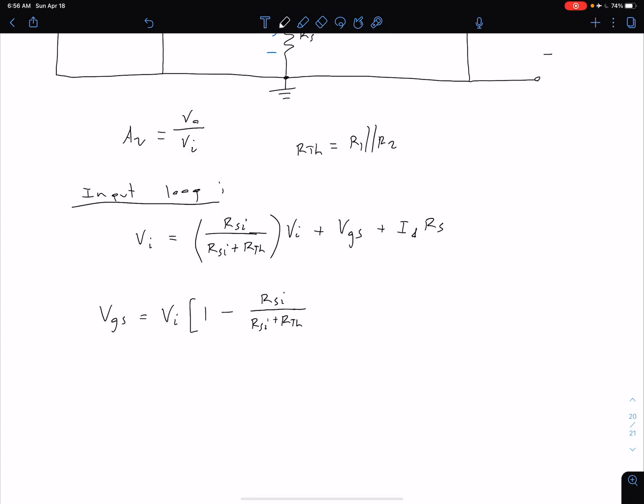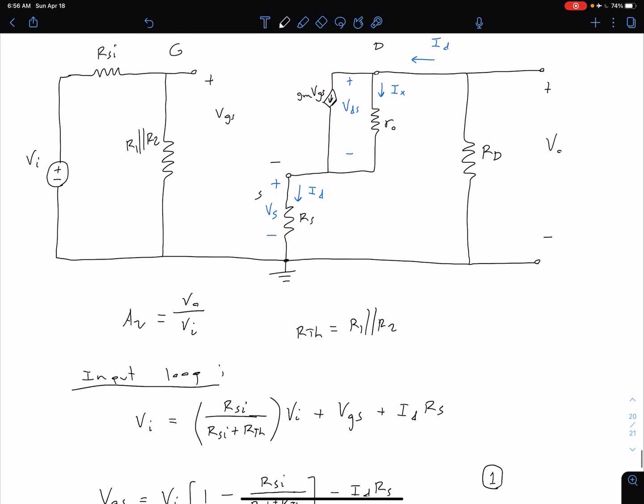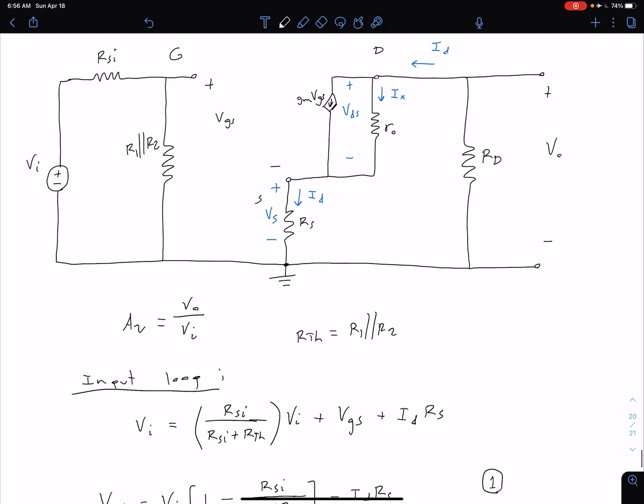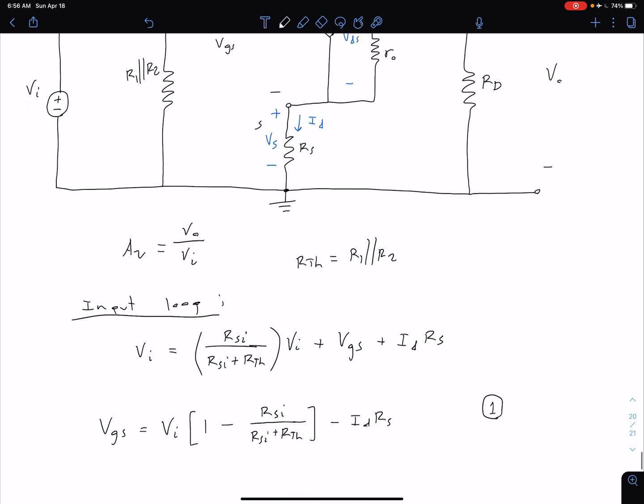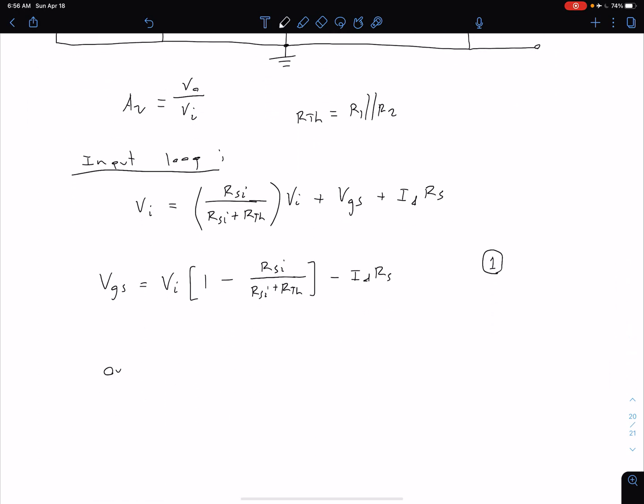So we have VI times the quantity of 1 minus RS1 divided by RS1 plus R Thevenin, minus ID times RS. And so to be consistent with the notes, let me call this equation 1. Okay, so that's pretty much all the information we can get from that input loop. So now let's turn our attention to the output loop over on the right side. All right, so let's go to our output loop.